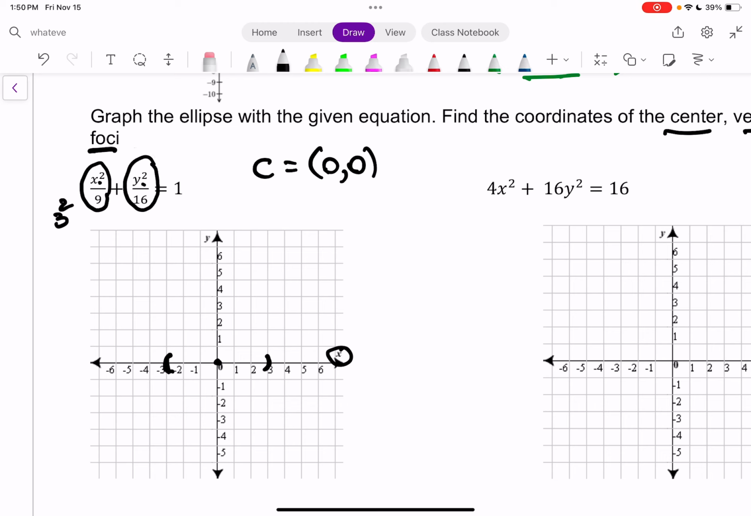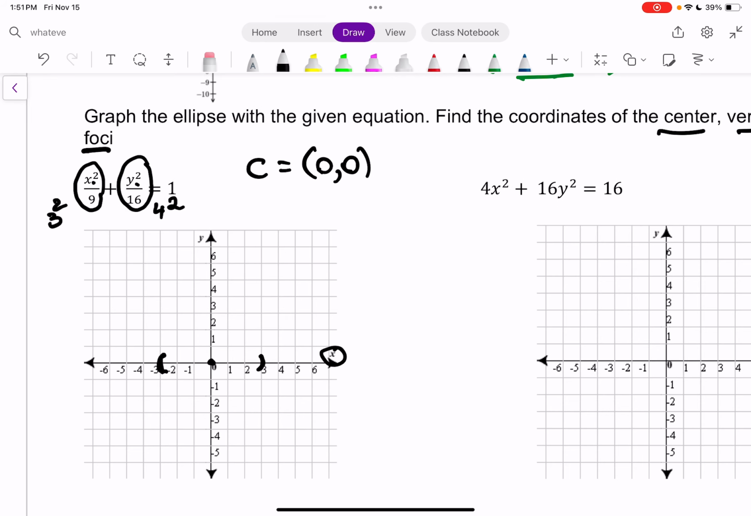Under y squared, I see a 16. So 16 stands in for 4 squared, or in other words, the square root of 16 is 4, right? So I'm going to, in a y direction, go 4 units up and 4 units down, and here is my ellipse. Ta-da, done.